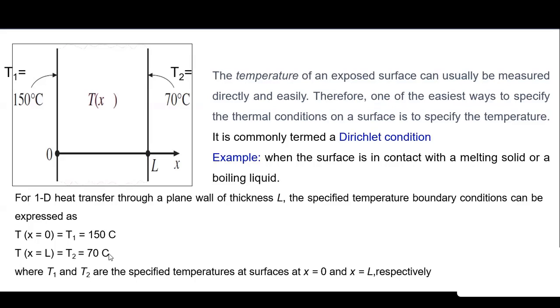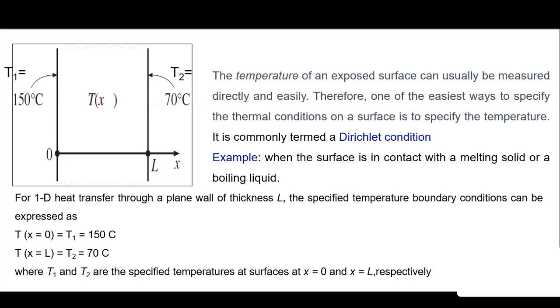Now you can recall the temperature distribution equation, in which T is equal to C1x plus C2. So you can put the value of the first boundary condition into that equation, and you will get one equation in which C1 and C2 are present. Then you can apply the second boundary condition, and you will get another equation in which C1 and C2 are present. And you can solve these two equations for the two unknowns, C1 and C2.